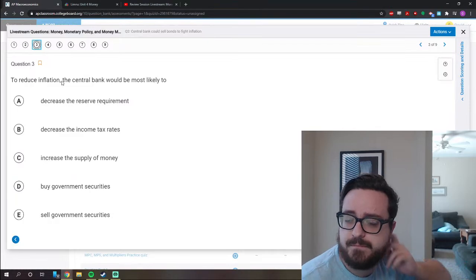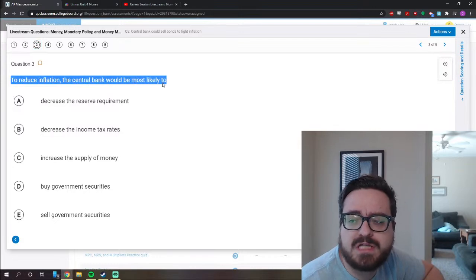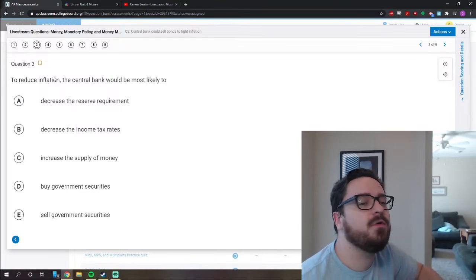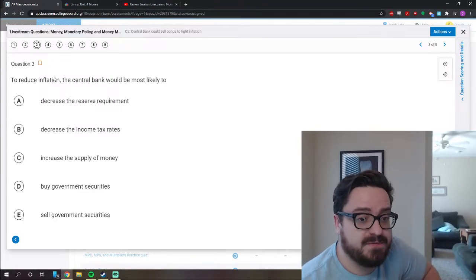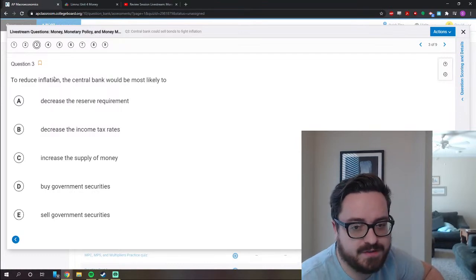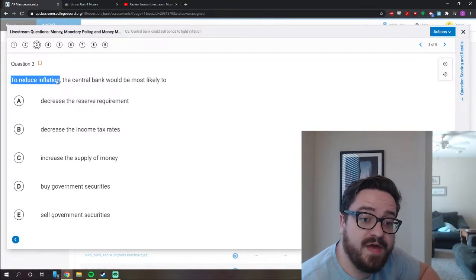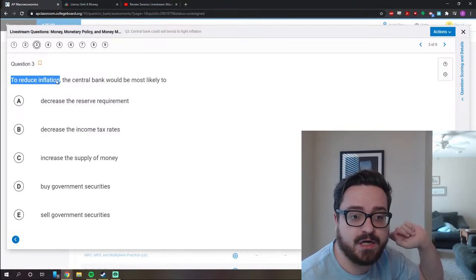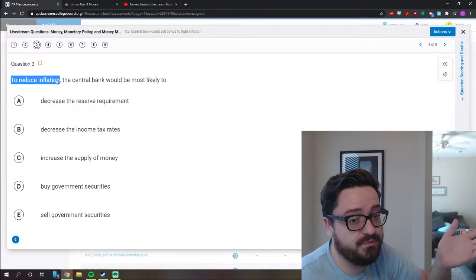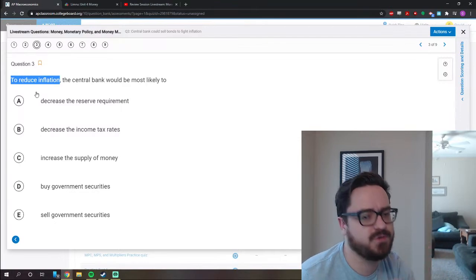Okay, 3. To reduce inflation, the central bank would most likely do what? Okay, so we have to figure out what they're talking about. Central bank, monetary policy. Done. If they're saying the words central bank, the central bank does monetary policy is like the only thing you know about it off of this course. It's a monetary policy question. Second, to reduce inflation, I have to think what type of monetary policy would do that, and that would be contractionary. Expansionary helps you out in a recession. Contractionary slows you down, which would reduce inflation. So I need a contractionary monetary policy. That's what I'm looking for here.